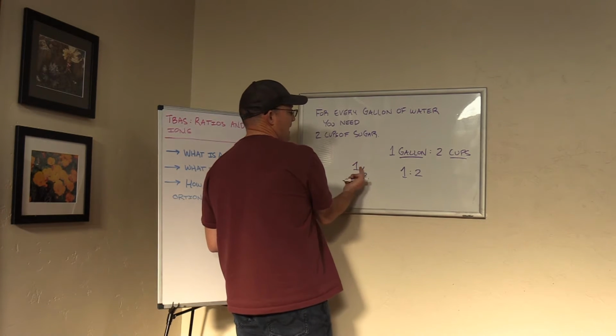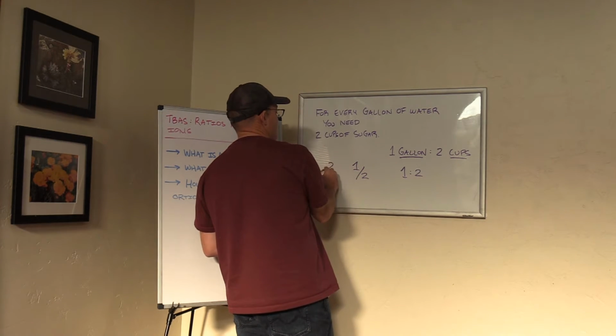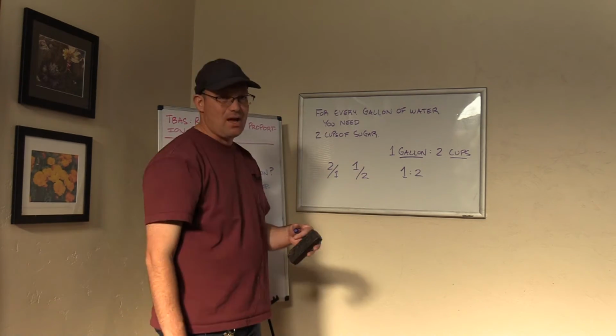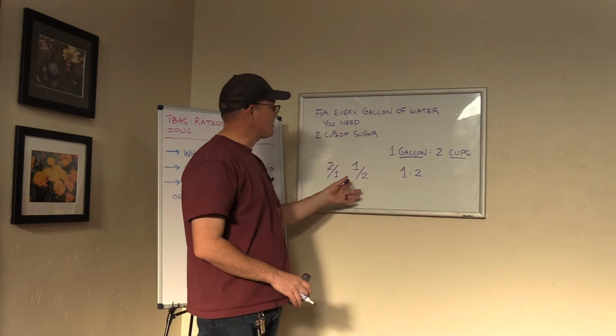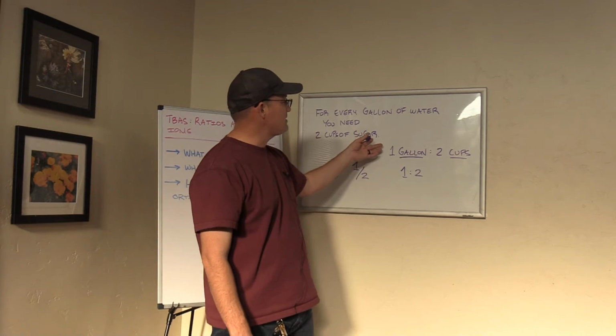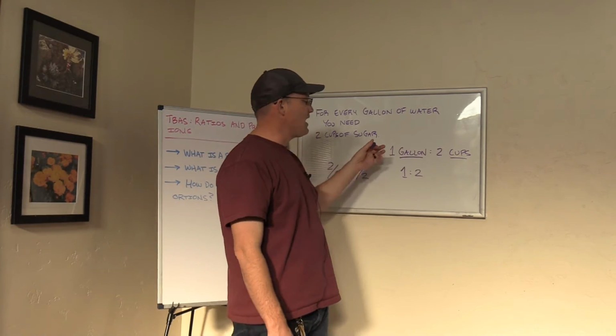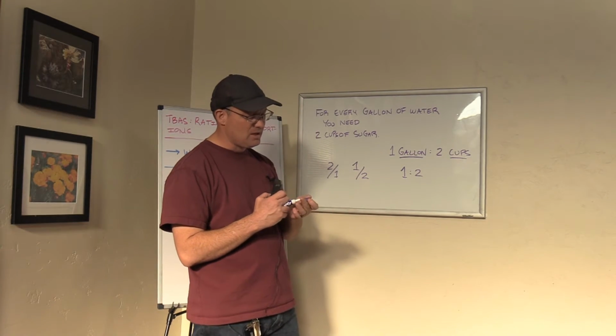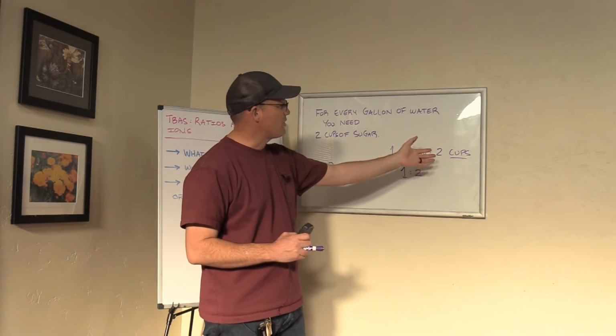Okay, now it doesn't really matter which direction you write the fraction. You could say 2 cups of sugar to 1 gallon of water, as long as you remember which number's on top, right? All we're doing is expressing the relationship. We know we need twice as many cups of sugar as we have gallons of water. Okay, that's how we're expressing the relationship between the amount of water and the amount of sugar.